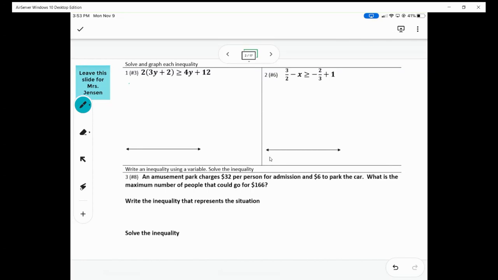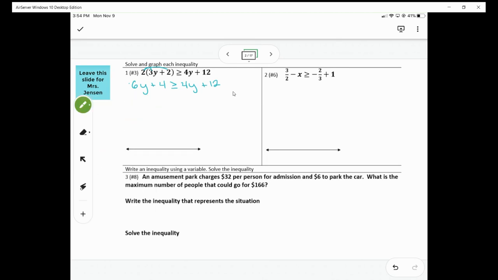Let's go over the Jamboard practice assignment for 2-4, solving multi-step inequalities. For number 1, which is number 3 on your homework, your first step is to distribute 2 times 3y plus 2. So now we have 6y plus 4 is greater than or equal to 4y plus 12.